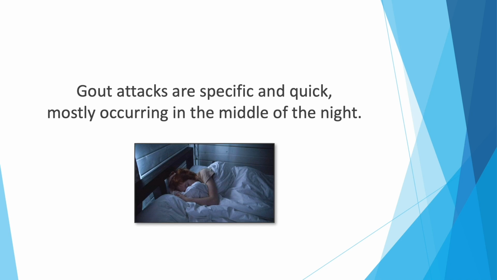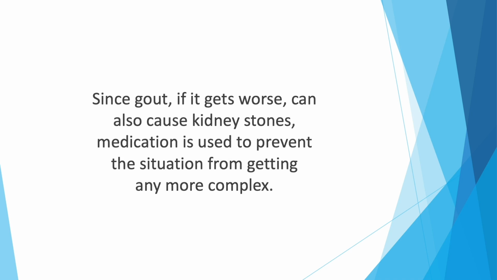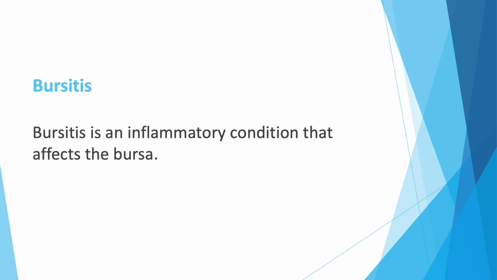Medication is used to treat gout problems. It is used for reducing the symptoms and preventing future attacks. Since gout, if it gets worse, can also cause kidney stones, medication is used to prevent the situation from getting any more complex. Bursitis. Bursitis is an inflammatory condition that affects the bursa.